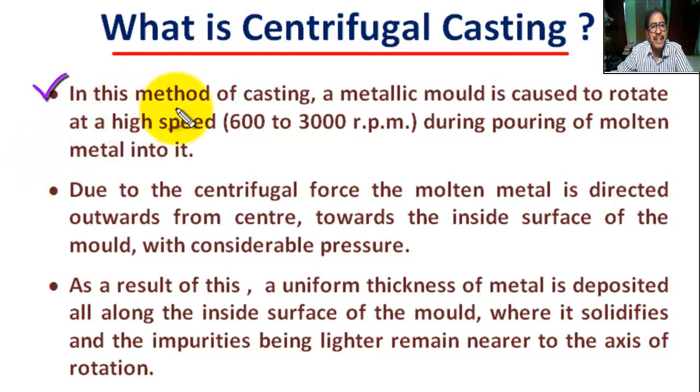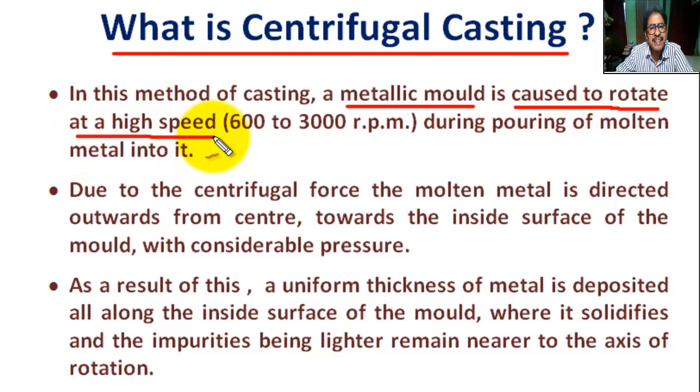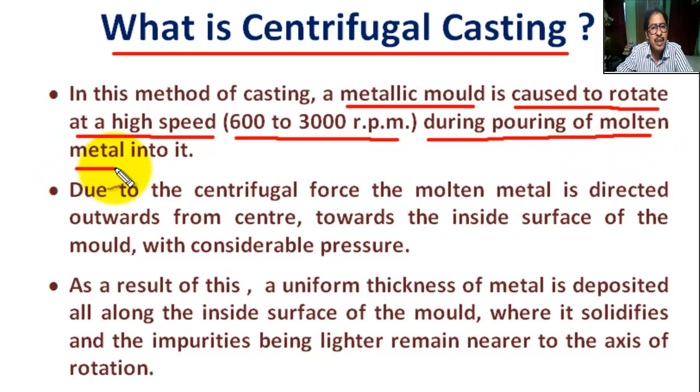In this method, in centrifugal casting, a metallic mold cavity is caused to rotate at a high speed, nearly 600 to 3000 RPM, during pouring of molten metal into the mold cavity.